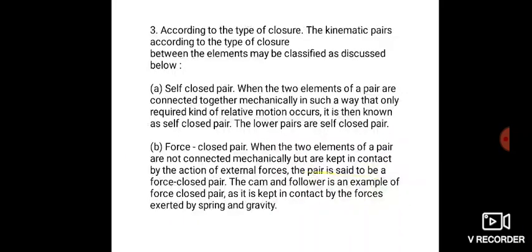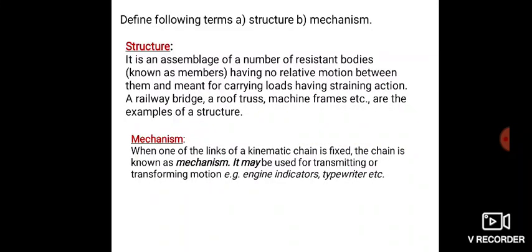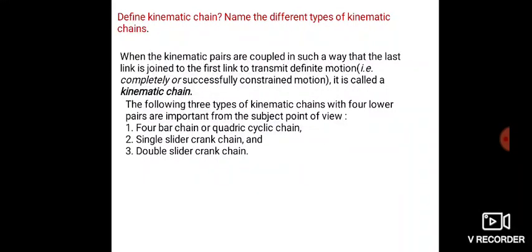Okay, then moving on to the next question, define kinematic chain. Name the different types of kinematic chains. Kinematic chain means when the kinematic pairs are coupled in such a way that the last link is joined to the first link to transmit a definite motion. That is said to be completely constrained or successfully constrained motion, and it is called a kinematic chain.